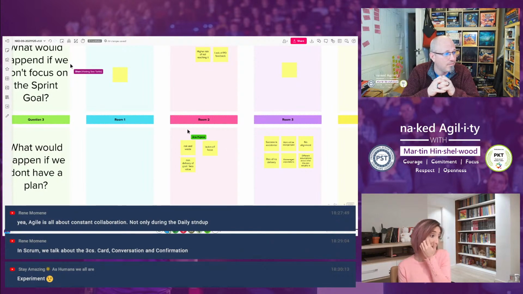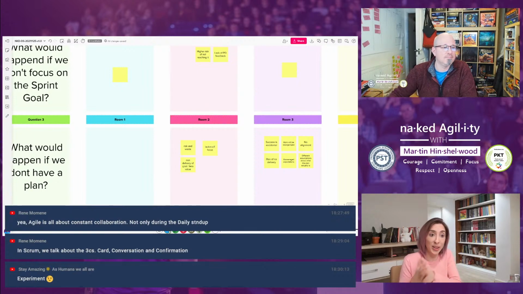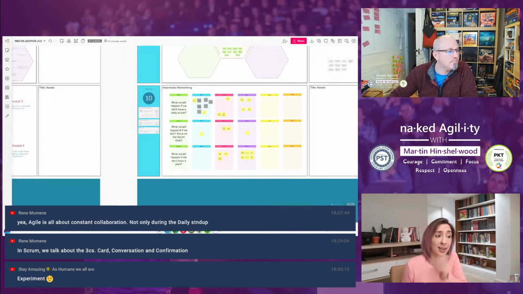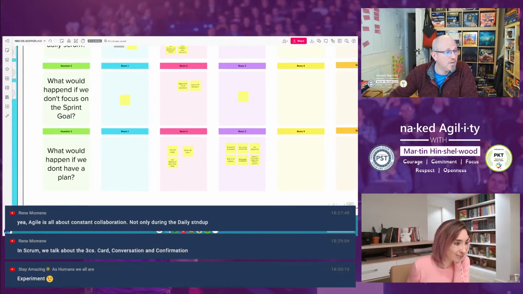So yeah, without a sprint goal, we cannot plan to get to that goal, and without a daily, there is no specific moment to plan on the day to reach that sprint goal. So everything is really linked. Okay.